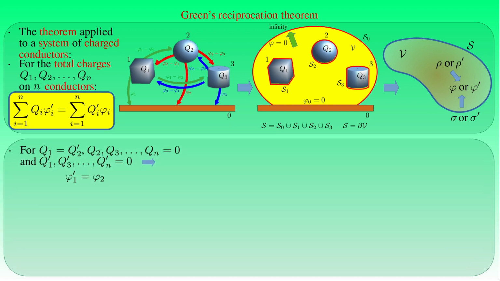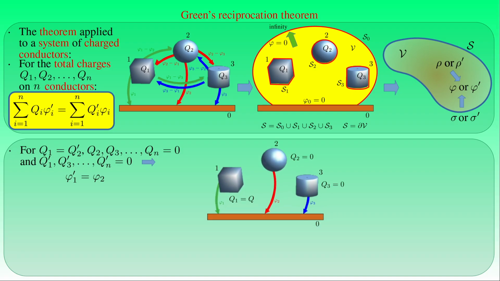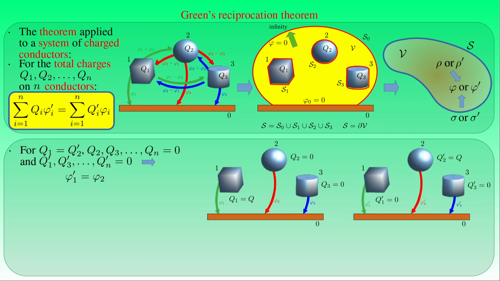If the charge Q1 is equal to the charge Q'2 while all the other charges Qi and Qi' vanish, then the theorem can be reduced to the equation stating that the potential phi'1 is equal to the potential phi2. Let Q denote the equal charges Q1 and Q'2, and consider a situation where we charge only one electrode in the system by bringing the charge Q to the electrode 1 while all the other conductors remain uncharged. Then the electric field produced by this charge will induce charges on the surfaces of the uncharged conductors, which raises their electric potential. If we bring the charge Q to the electrode 2 while all the other conductors are uncharged, then this charge also raises the potential of the uncharged conductors.